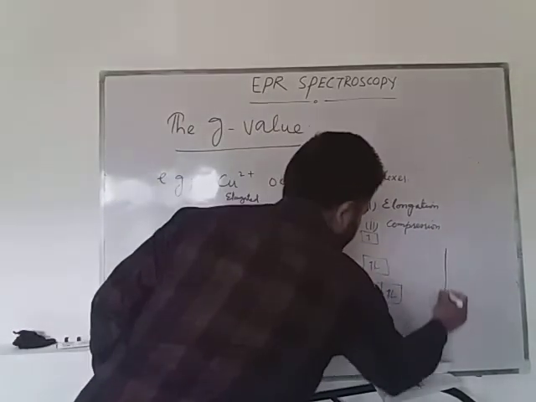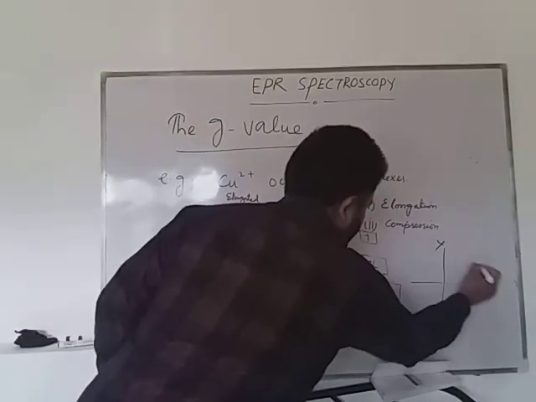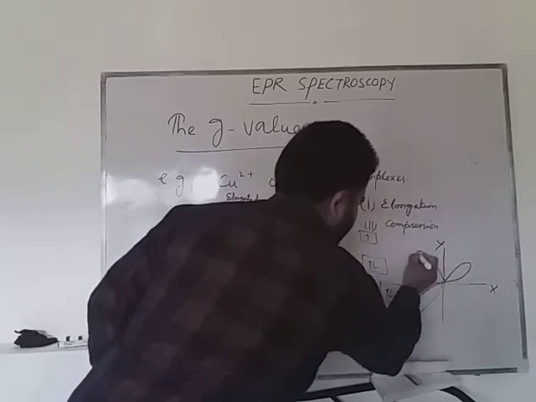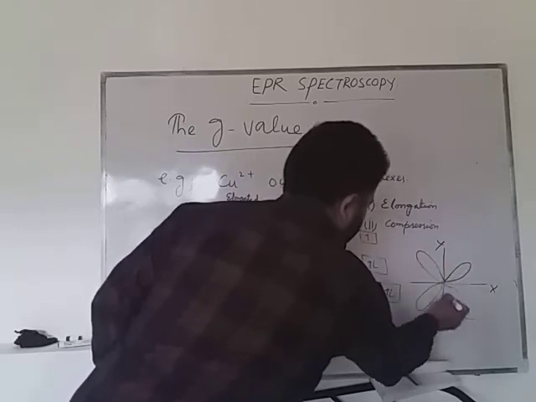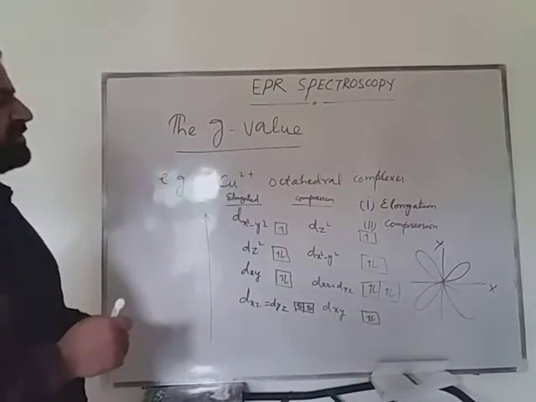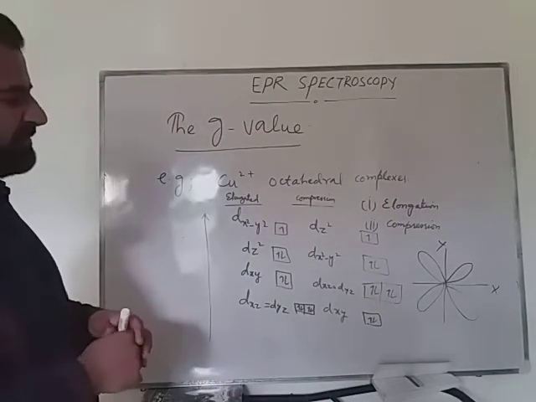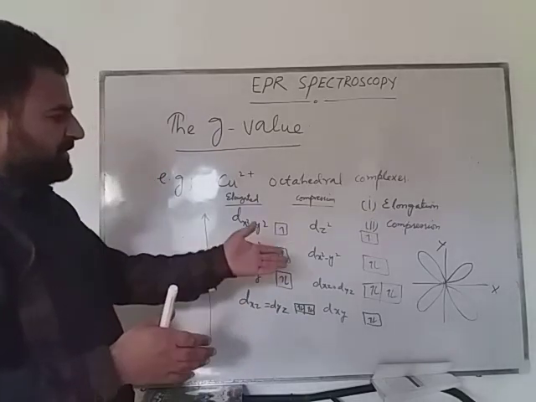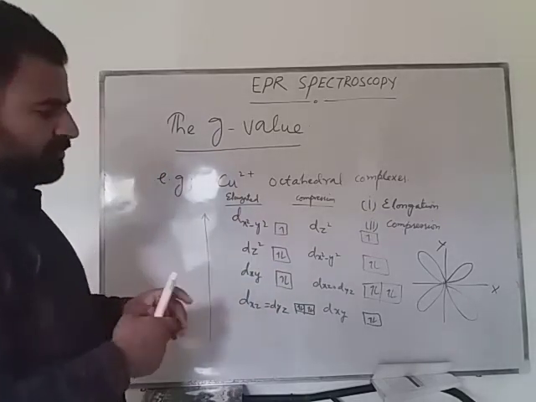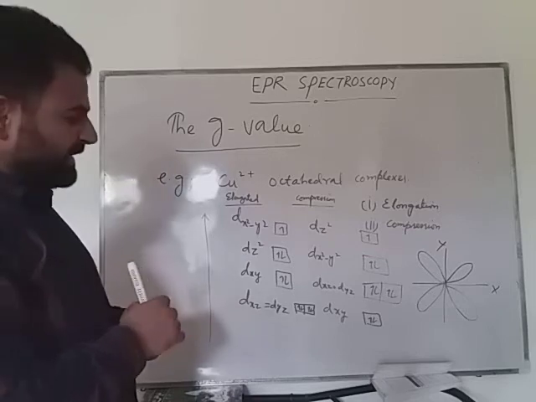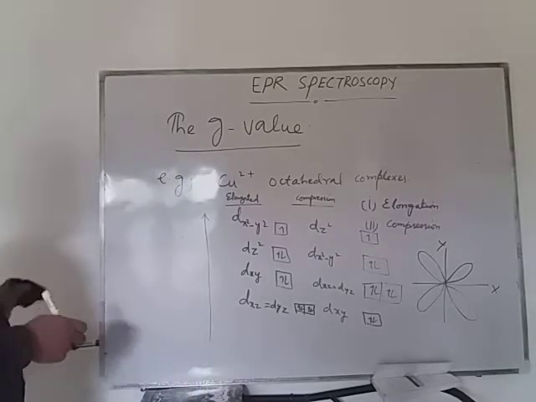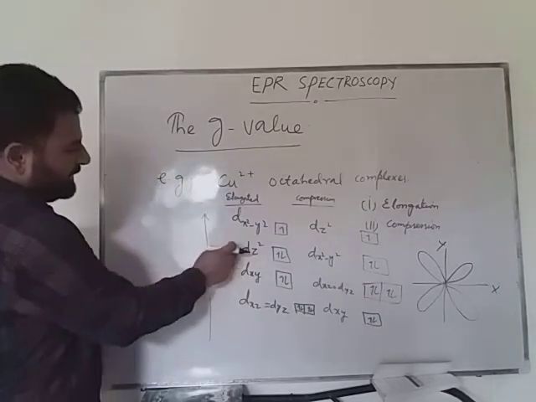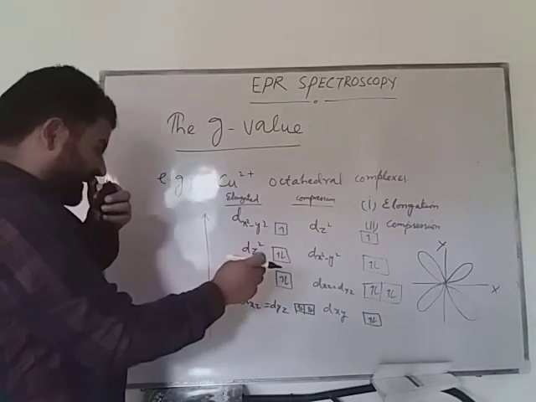in case of dx square minus y square, for example, this is y, this is x, the dx square minus y square will be like this. This orbital will be in the xy plane. So if the electron density is more in the xy plane, then the g value will be more along x and y direction.